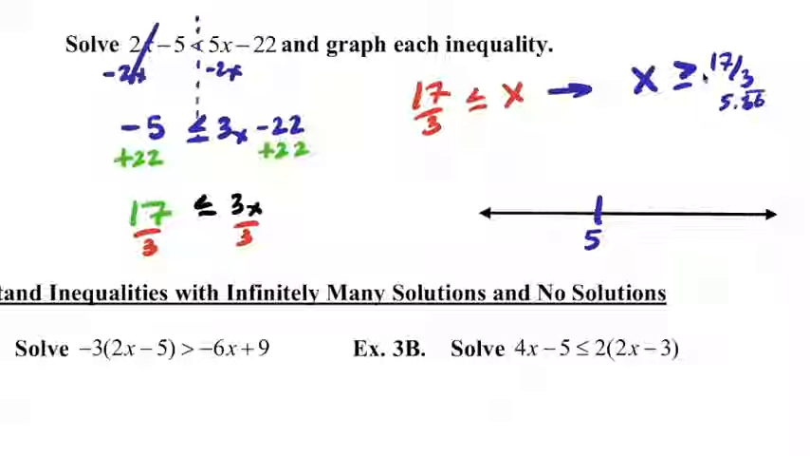So here is 5, here is 6, here is 7, here is 4. I'm also going to put a closed circle here at around 17 over 3. Now, which way is it going to go?